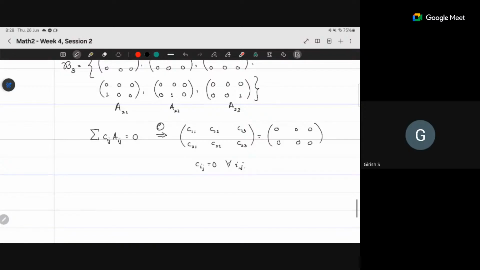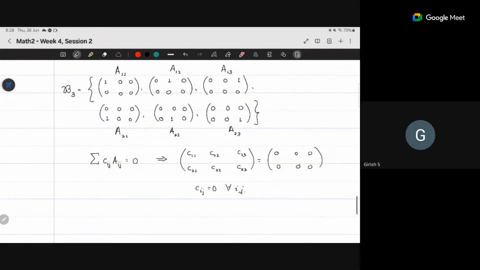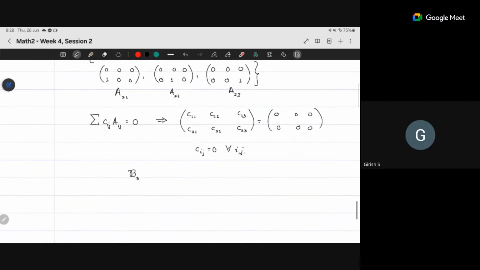A few steps have been skipped over here. Go back and do this. This is not very involved. You just set up a linear combination of the given elements which equates to 0 and conclude that the coefficients are forced to be 0. This is the definition of linear independence. So B3 is linearly independent. That is fine.